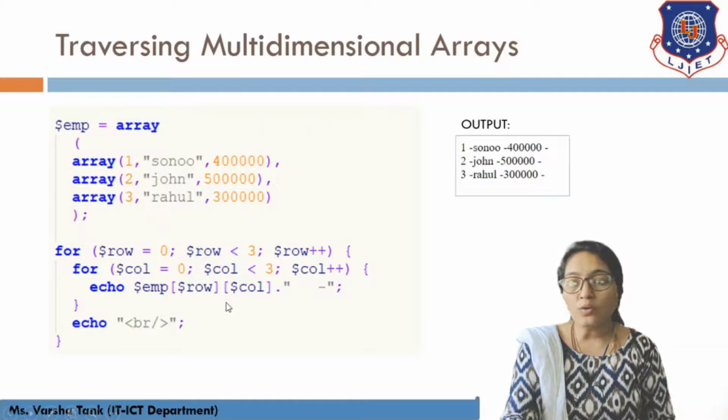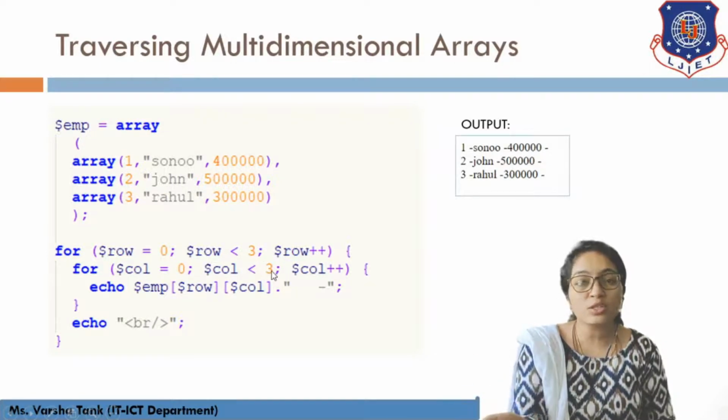Now, how to traverse the multidimensional array? We have to display the array the same way as we discussed in the last slide. And how are you able to define it? Here we know the matrix is 3 by 3, so you can use it directly, as you are going to display the matrix.